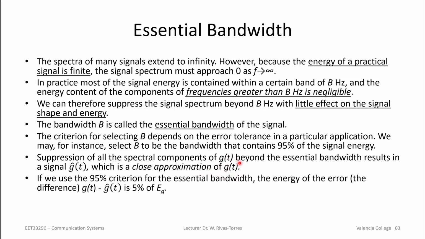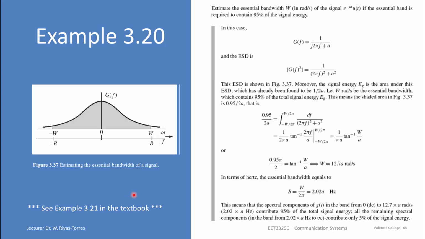And if I took that spectrum and did the inverse Fourier transform, I'm going to end up with a signal, let's call it g hat of t, which is a close approximation of our original g of t. In fact, if you want to use a criterion, if I take g of t minus g hat of t and measure the energy of that signal, I should get an error of about 5%, because I said 95% is my criterion, so the error is 5% in the energy. And let's say we say that 5% is negligible. It really depends on what you're doing.